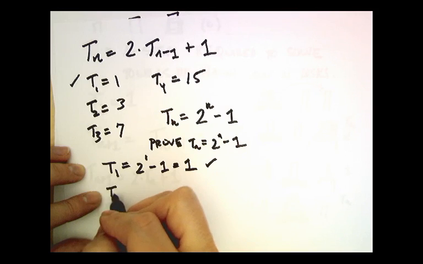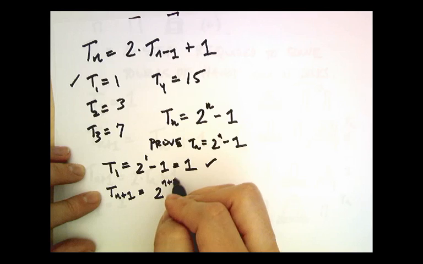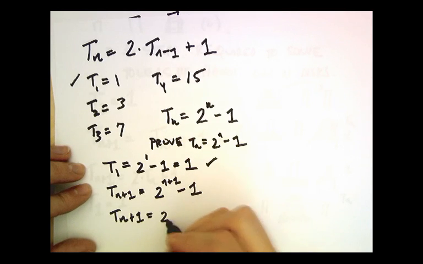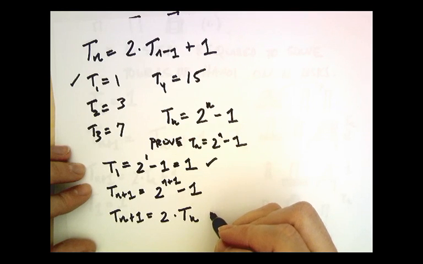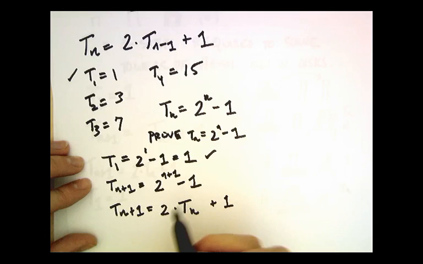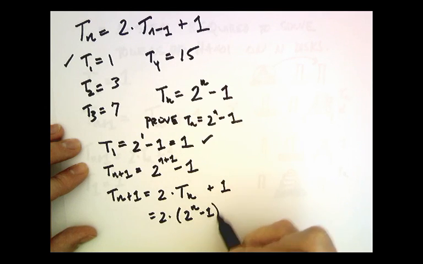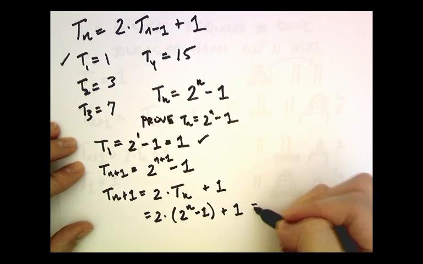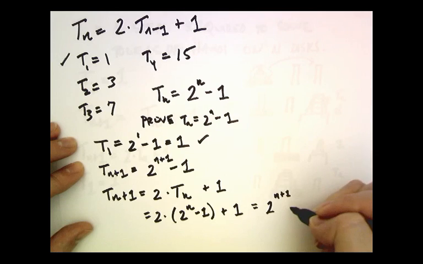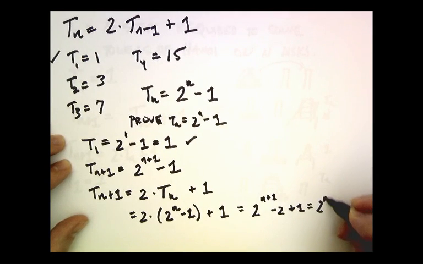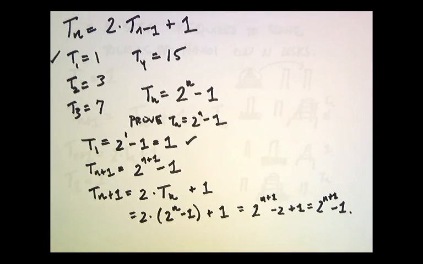So now we need to prove that T(n+1) = 2^(n+1) - 1. And what do we know? We know by definition that T(n+1) = 2 times T(n) plus 1. T(n), using the inductive hypothesis, is 2^n - 1. So this simplifies to 2^(n+1) - 2 + 1, and we get 2^(n+1) - 1. So this is exactly what we wanted to prove. We proved that T(n+1) = 2^(n+1) - 1, and so that completes the inductive step.